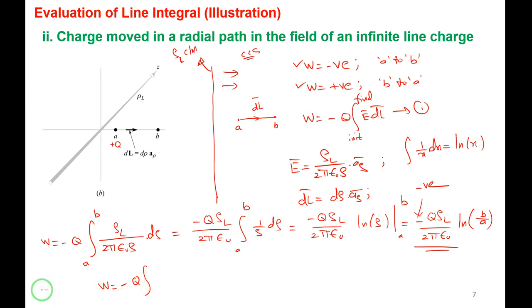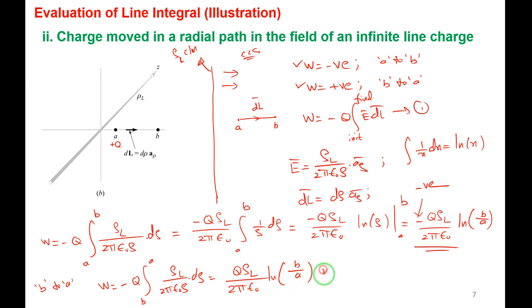Second case, if I want to move the charge from B to A, against the field, right? So minus Q, initial position will be B, final position is A. The remaining things stay as they are, rho L by 2 pi epsilon naught, rho into d rho. So finally, I will get the same thing, but instead it will be positive, Q rho L by 2 pi epsilon naught ln of B by A.